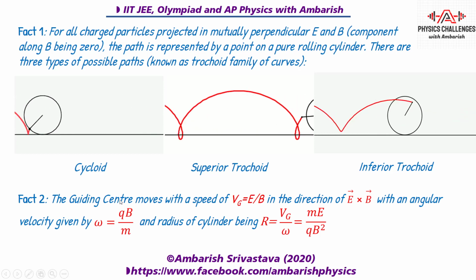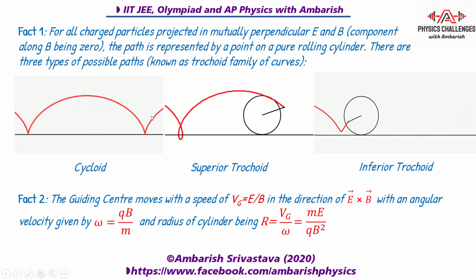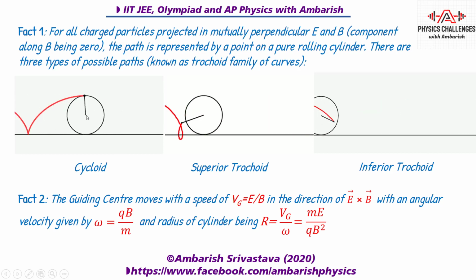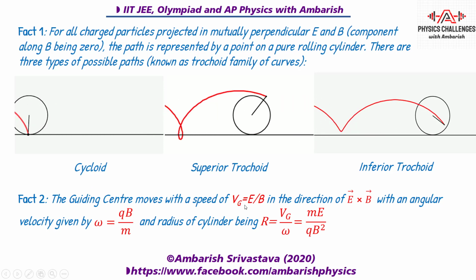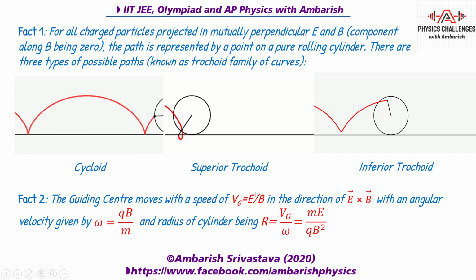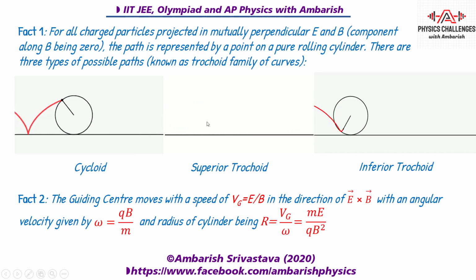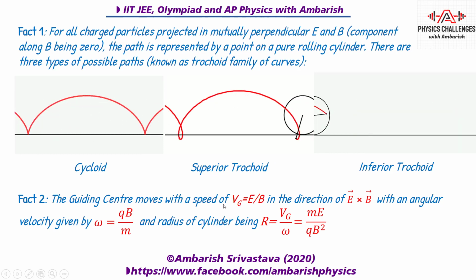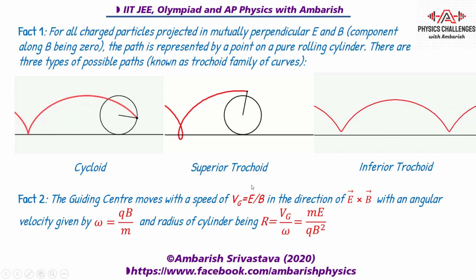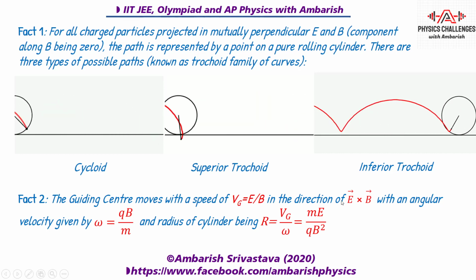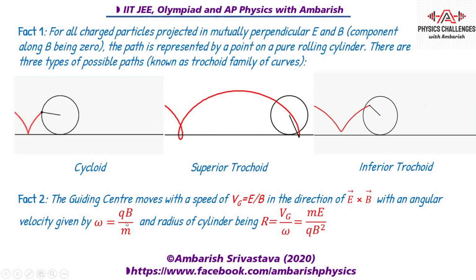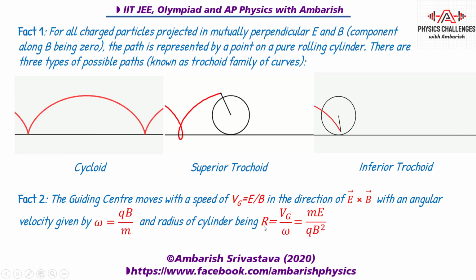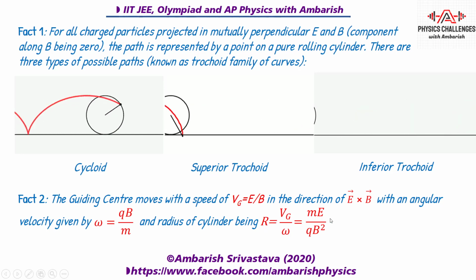Now, I've used this word guiding center. When there's a rolling cylinder, the center of this rolling cylinder is what we are referring to as the guiding center. The speed of the guiding center is V_g = E/B. That's always the case with this type of projection. The direction of motion of the guiding center is E cross B. The angular velocity of the cylinder is given by QB/M, and the radius of the cylinder is V_g/omega, that is mE/(QB²).